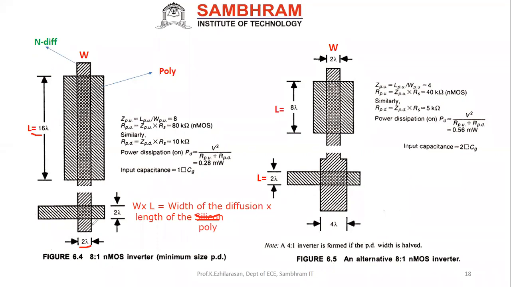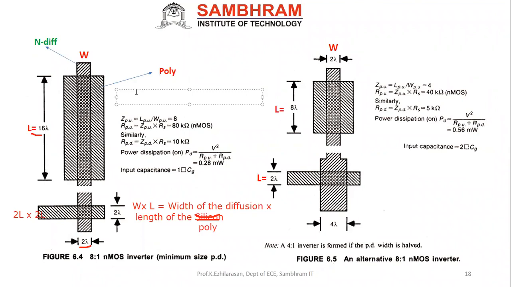Right. So in the pull down, the transistor size is 2 lambda cross 2 lambda, W into L. I hope you have understood that. Then what about the size of the pull up? Sometimes we study W cross L or L cross W. In the previous lecture we said the ratios are L colon W, so W cross L or L cross W is left to us. Let us say L colon W.